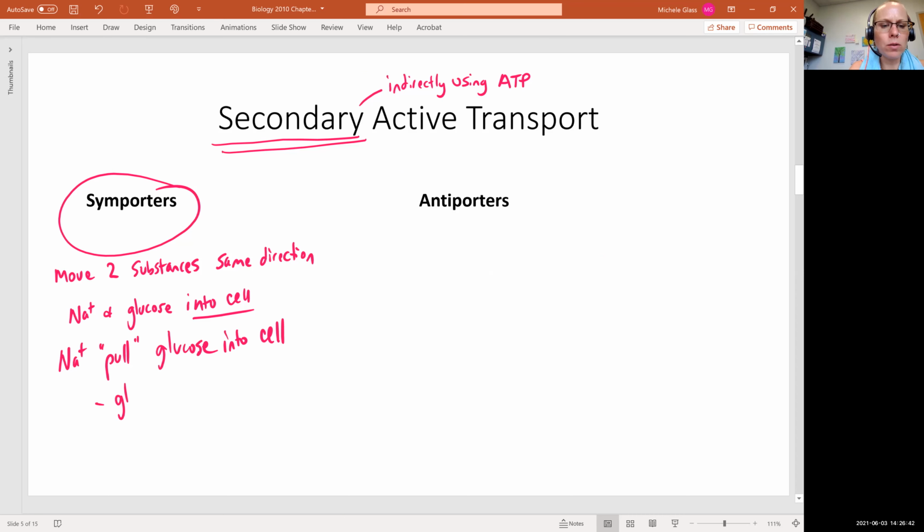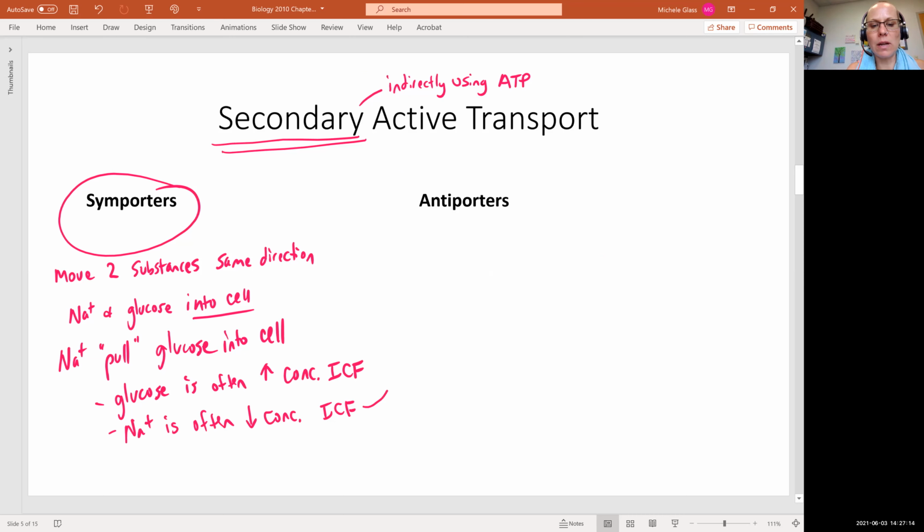Because glucose is often at a high concentration in the ICF, and so that makes it harder for glucose to do passive transport, right? And so sodium is usually low, right? Because of the sodium potassium exchange pump. And so this low sodium is going to help to pull this glucose into the cell. So this is an example of a symporter.